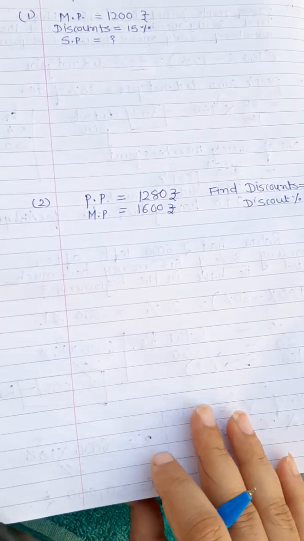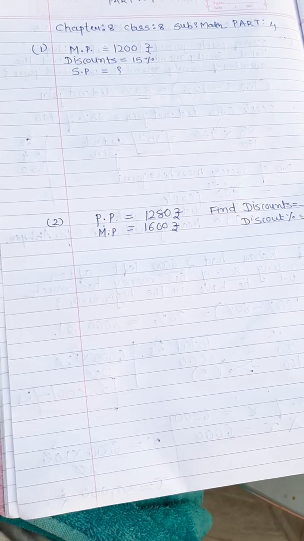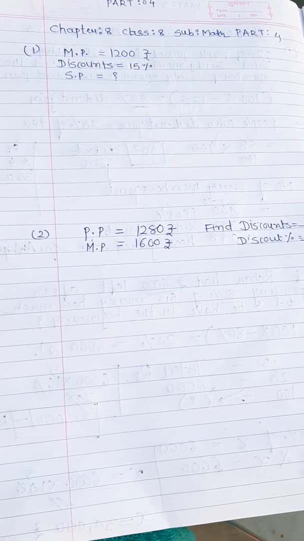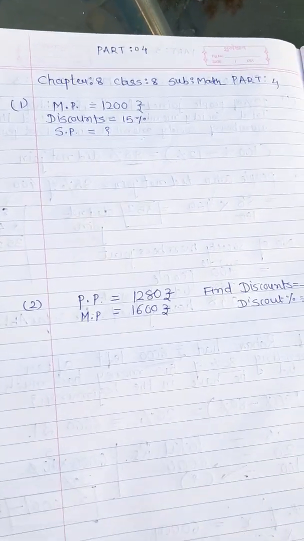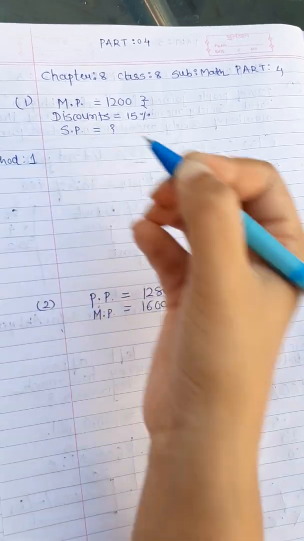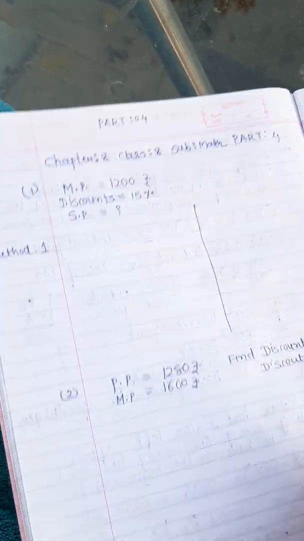Let's see them more. First of all, market price is 1200 rupees. Discount applied is 15 percent. Find the selling price. First of all, I'll show you method 1. This could be done with many methods. Method 1 is the easiest one. So let's start with that.